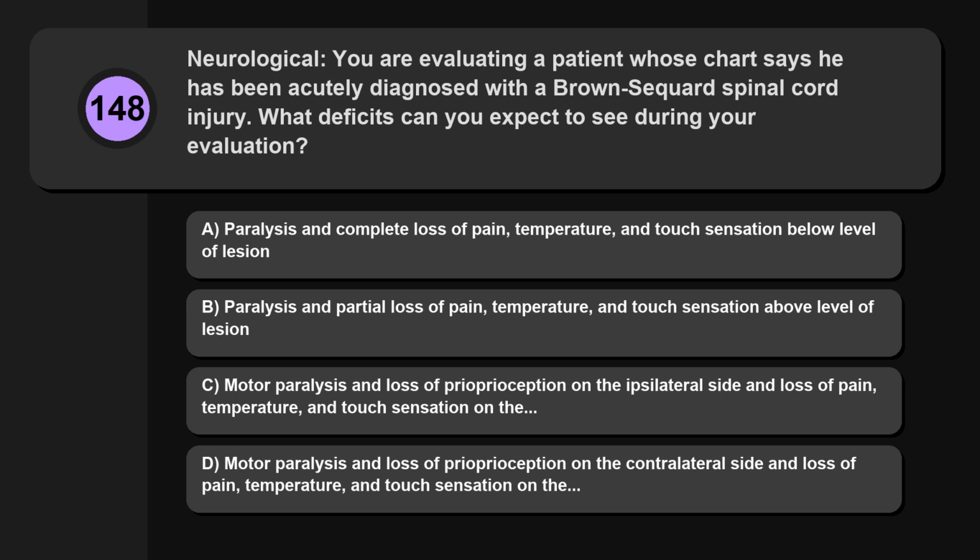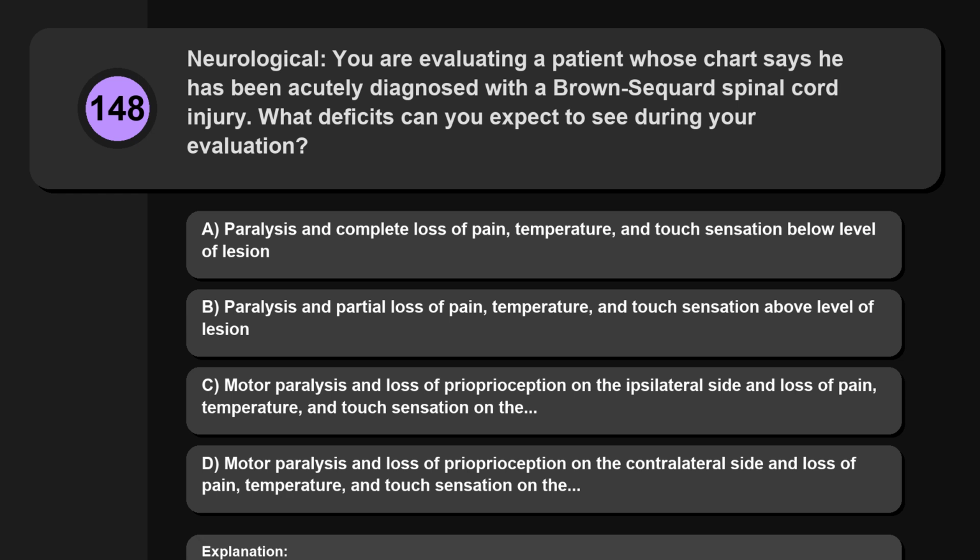Question 148. Neurological. You are evaluating a patient whose chart says he has been acutely diagnosed with a Brown-Séquard spinal cord injury. What deficits can you expect to see during your evaluation? Option A, paralysis and complete loss of pain, temperature, and touch sensation below level of lesion. Option B, paralysis and partial loss of pain, temperature, and touch sensation above level of lesion. Option C, motor paralysis and loss of proprioception on the ipsilateral side and loss of pain, temperature, and touch sensation on the contralateral side. Option D, motor paralysis and loss of proprioception on the contralateral side and loss of pain, temperature, and touch sensation on the ipsilateral side. The correct answer is option Nan.